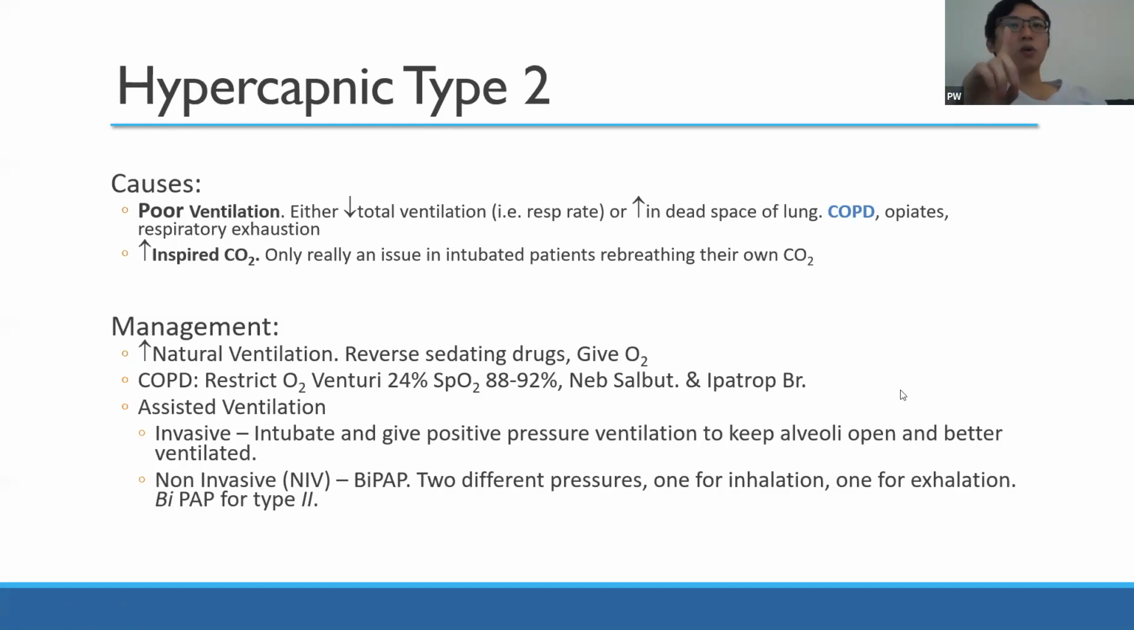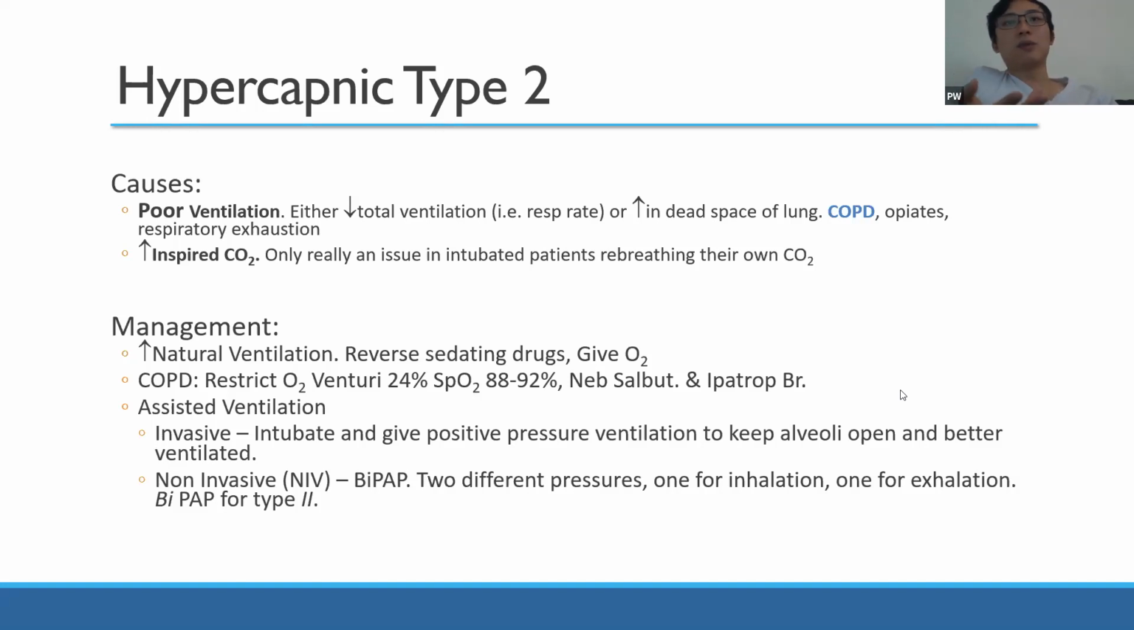So you do this, number one, by increasing their natural ventilatory drive. So reverse the opiates, give a bit of naloxone, give some oxygen, encouraging them to breathe in or out. In terms of COPD, you have to give them a certain degree of oxygen. You don't want people to be hypoxic, but you want to titrate that so they've got an oxygen level of approximately 88 to 92%, because at least then they will have some respiratory drive. You're not going to completely wipe out their respiratory drive. You can treat it with some salbutamol, some ipratropium as well, and you can ventilate this person.